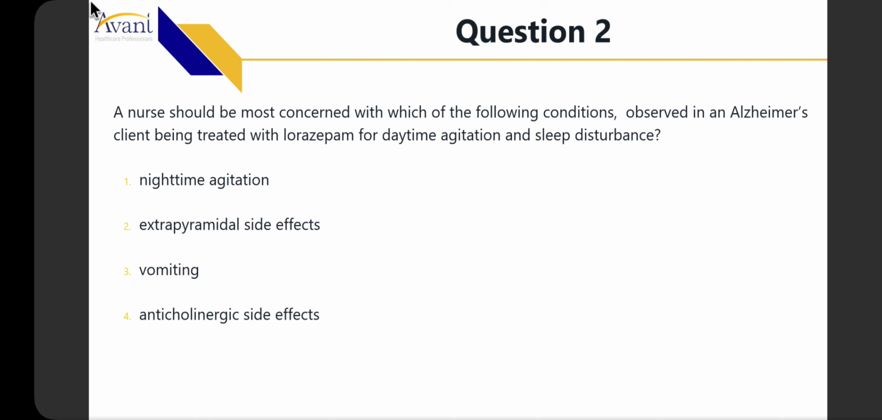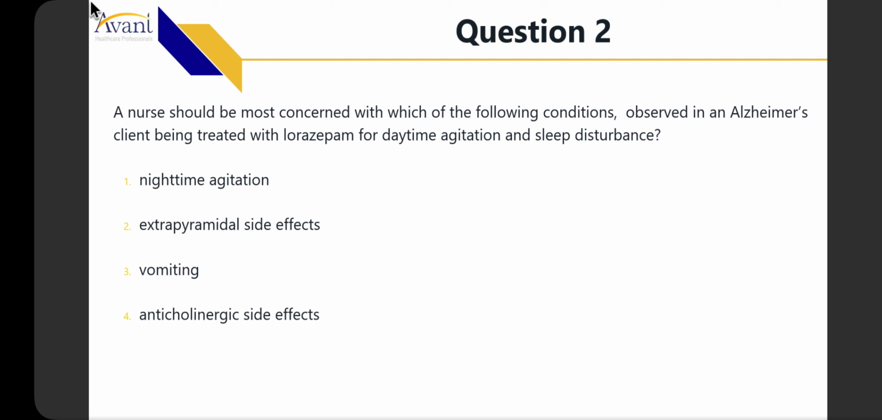Vomiting is a hard one because it can happen. Vomiting is too general. It doesn't really tell me a whole lot and isn't concerning for a patient who's taking benzodiazepine. However, vomiting could perhaps be a sign of withdrawal from the medication. Somebody's been on it long term and they stop the medication. One of the signs and symptoms of withdrawal would be vomiting as well as sweating, those kind of symptoms.